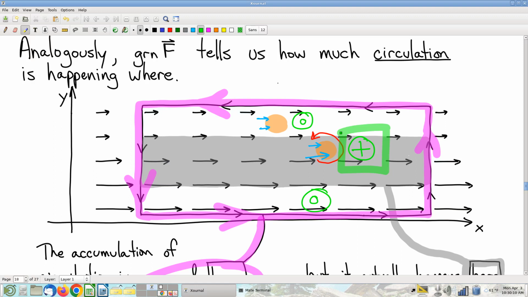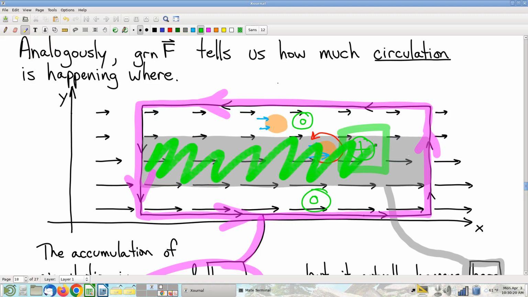Where is this? Again, we measure circulation on the boundary, but that's just the symptom. That's just where you notice it. Where is that circulation actually coming from? That circulation's actually coming in this range in there. Everybody buy it?